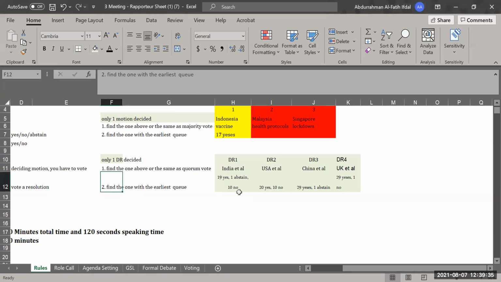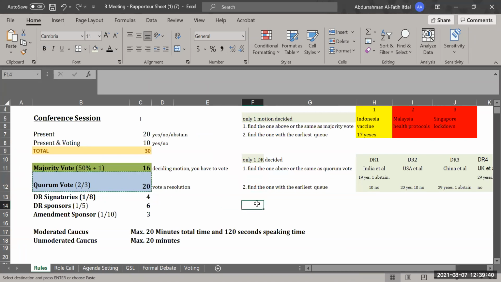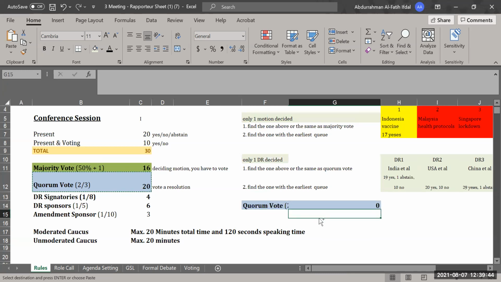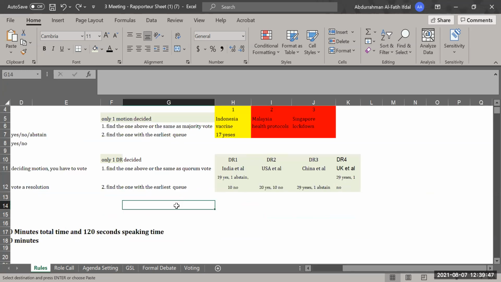Now we will analyze. Remember that the quorum vote for this session is a minimum of 20. Let's see DR India. DR India only has 19 yeses, but it has 1 abstain. When you calculate 19 plus 1, it's 20. So does India's motion pass, because 19 plus 1 is 20?